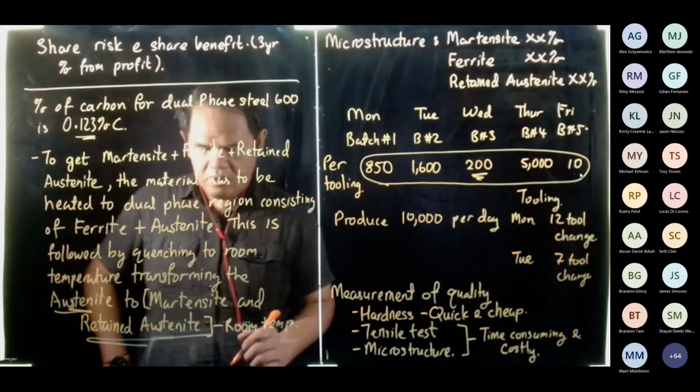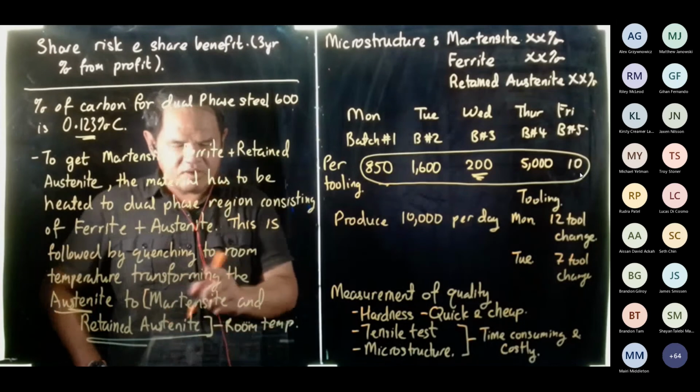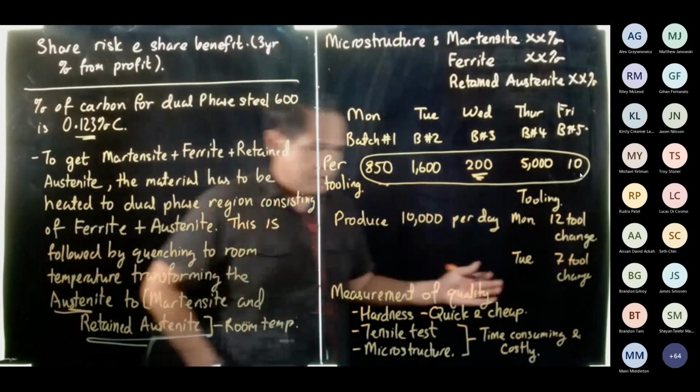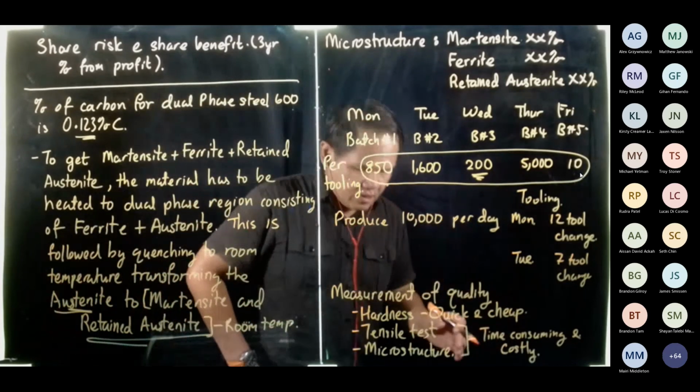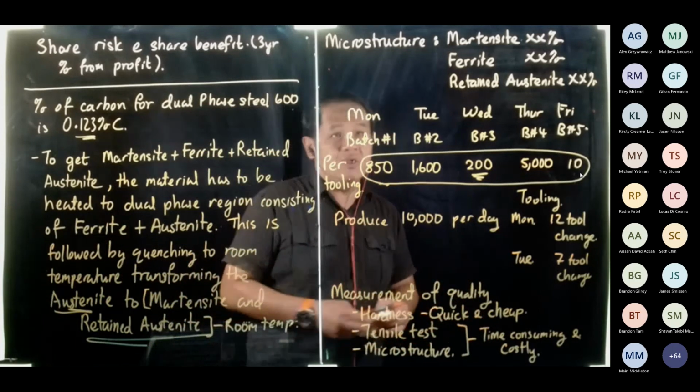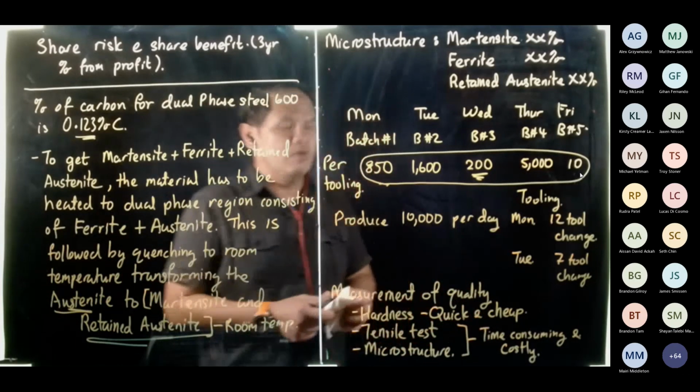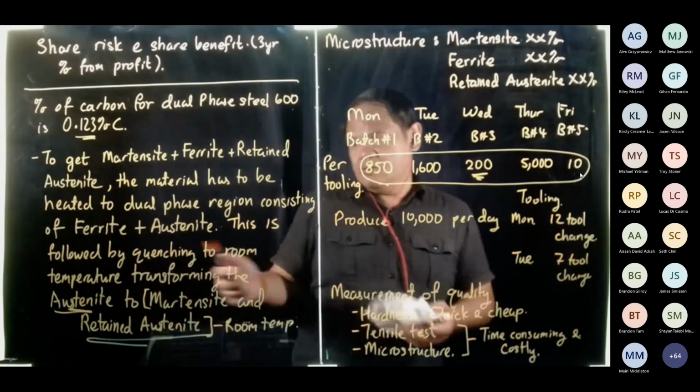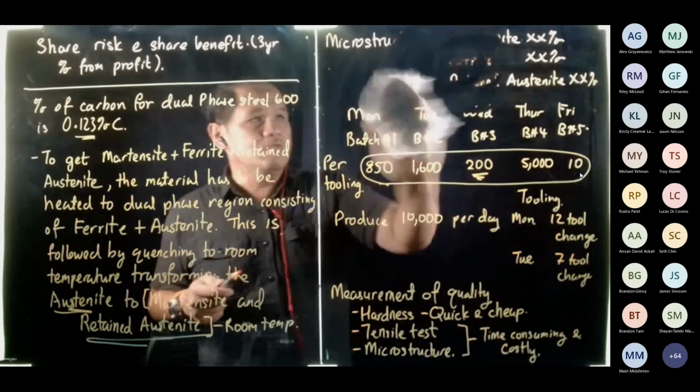Okay, so why do we have retained austenite? Because the transformation is not 100%. Okay, the best you can get is 10% retained austenite. Sometimes it can be more. So what do I mean by this? Okay, so we're going to look into our phase diagram.